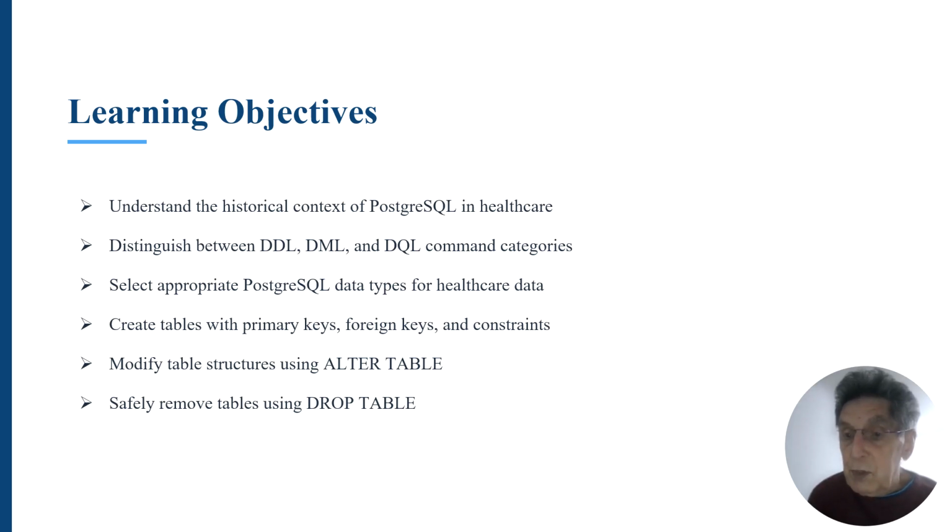Fourth, we have create table for building tables with the proper constraints from jump street, from the very beginning. That's so important. And fifth, we'll have alter table, evolving your schema as requirements change, laws change, and you need to be able to update the format of your table. And sixth, drop table, the scary thing, the nuclear option: when and how to use it safely. Healthcare databases require extra care due to laws, regulatory requirements, and patient safety implications.